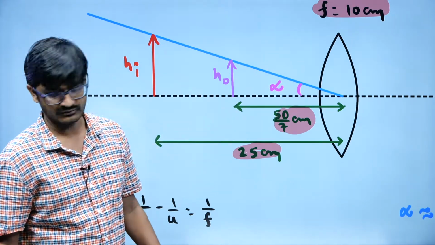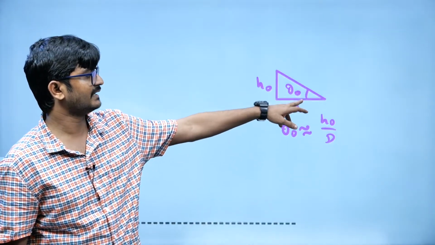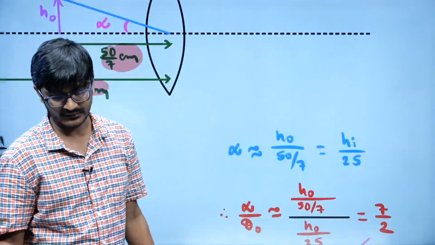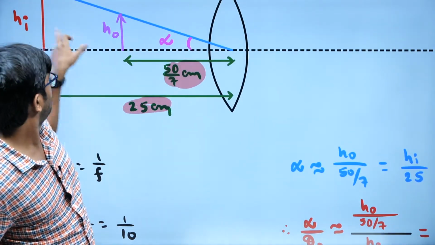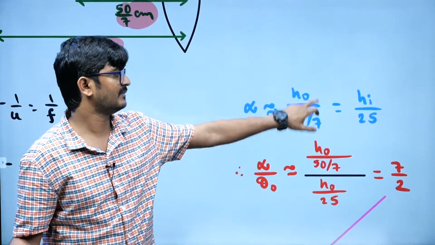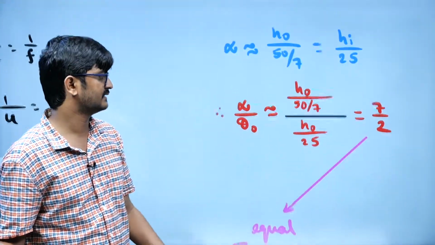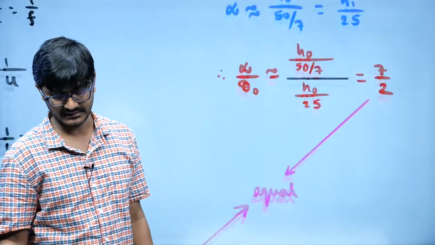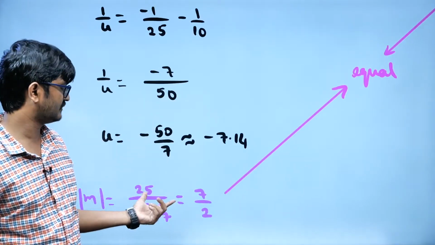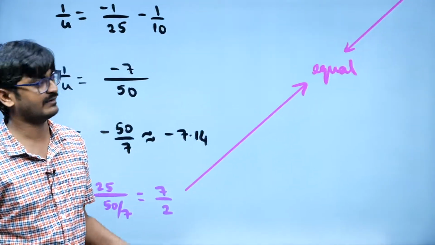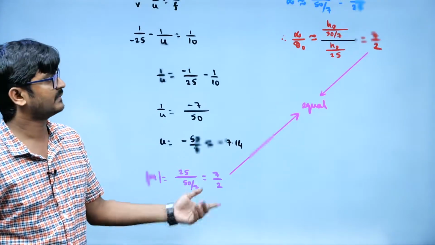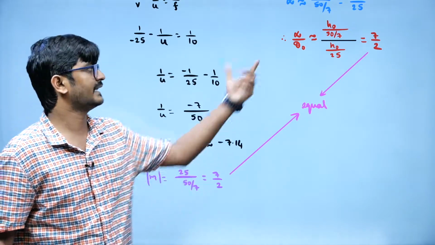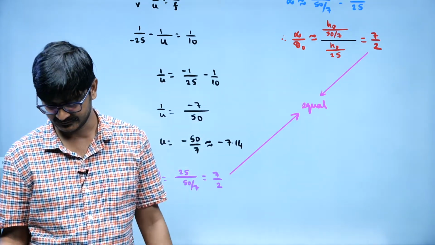We can see that. Now what was the maximum angle that I can make with my naked eye? It is h0 by d, h0 by 25. Now what is the new angle subtended? Either h0 by 50 by 7 or h1 by 25, but I will be taking this one because h0 and h0 will get cancelled. So new angle subtended by old angle subtended, when you do that you will be getting 7 by 2, which is 3.5. Here also when you do the magnification you are getting 3.5. So in this particular case they are going to be equal. When the final image is formed at the near point, that is 25 centimeter, magnification and angular magnification are going to be equal.